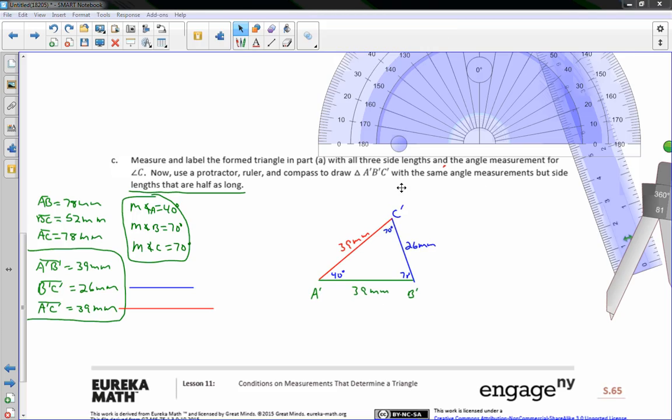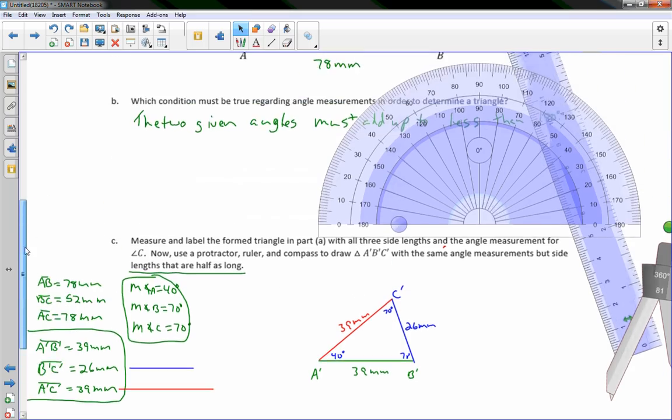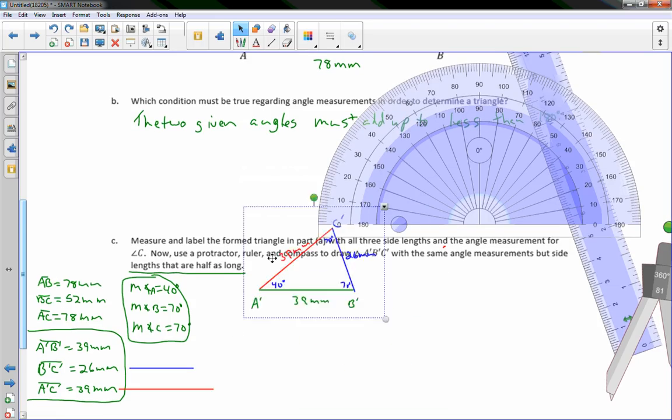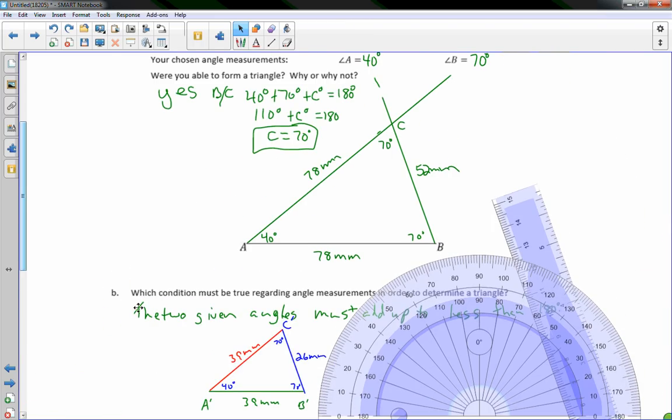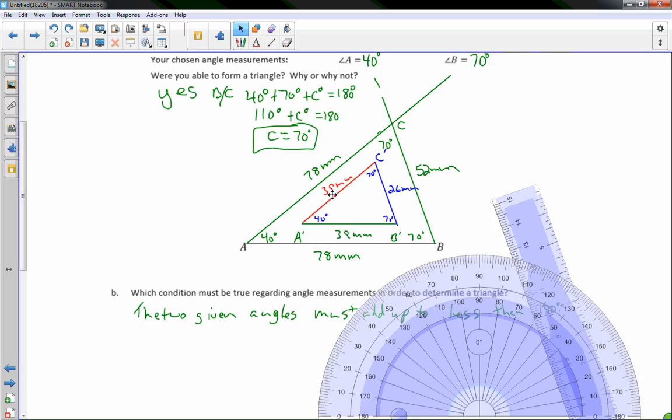Okay, so now we have this triangle, and this triangle is an image of the pre-image triangle ABC that is half the size with the same angle measurement. So I'm going to bring this up here and show you. If I put it right in there, that is a triangle that is half the size of the original. All the sides are parallel, all the angles are the same. That's 40, that matches the 70, that matches the 70, and the lengths are half.